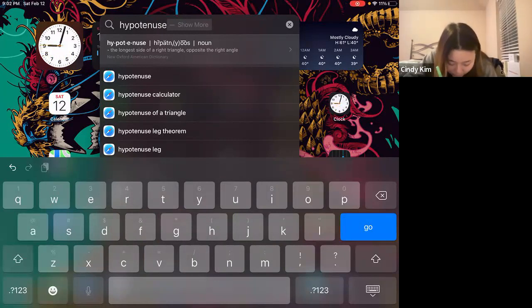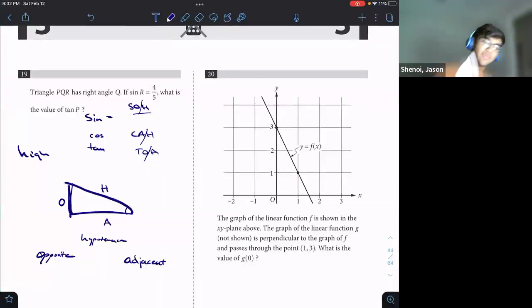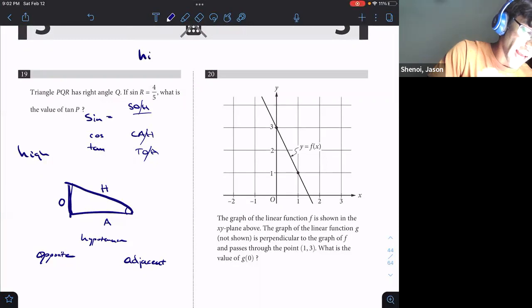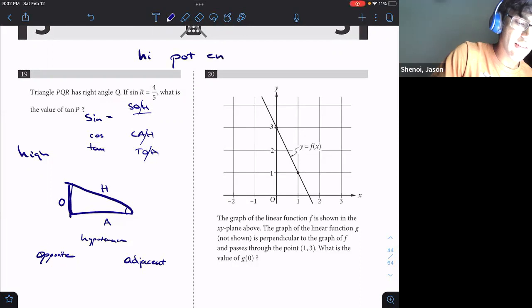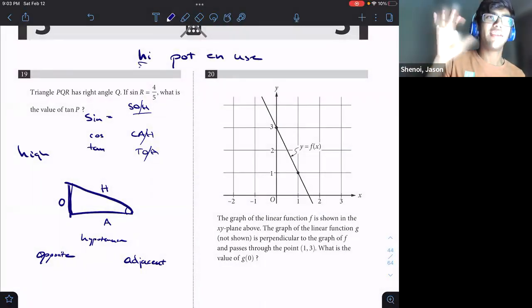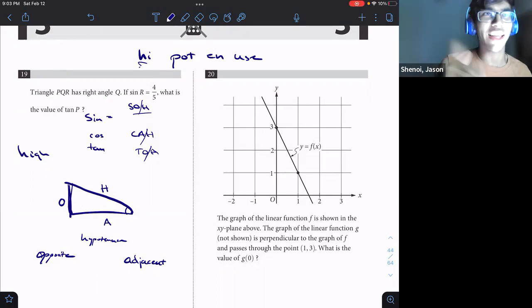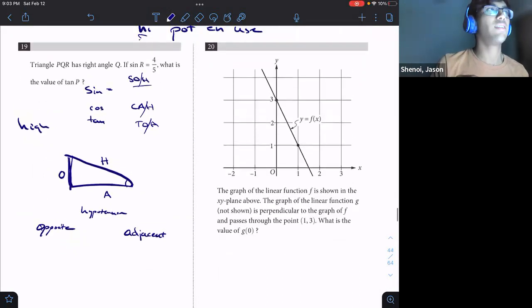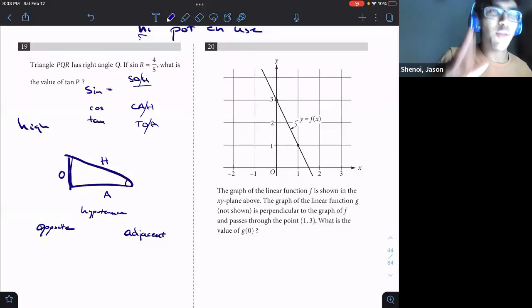Okay, got it. So if you want to learn how to say it, you can say hi, like hello, pot, like weed, n, you just have to remember n, like going in something, and use, like you're using something. So hypotenuse. All right, low yield.